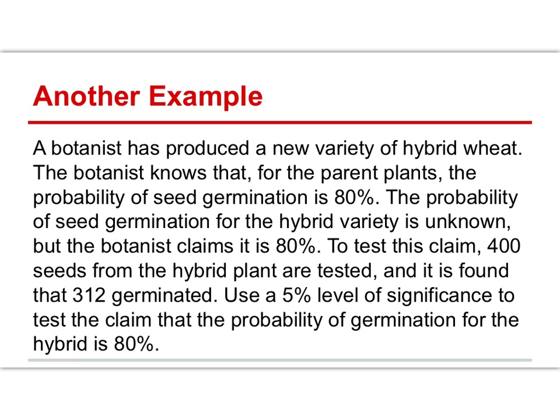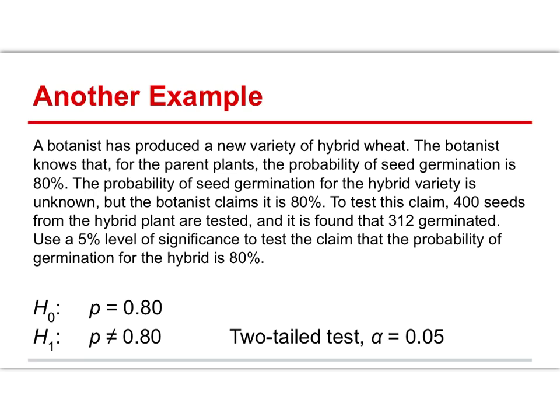First things first, we better settle on a null and an alternate hypothesis. The null hypothesis is that P is 0.80, that the probability of germination for this hybrid is 80%. Our alternate hypothesis is that it is not. And so the alternate hypothesis is that P is not equal to 0.80. This gives us a two-tailed test with alpha at 0.05. And that is alpha double prime, since we have a two-tailed test.